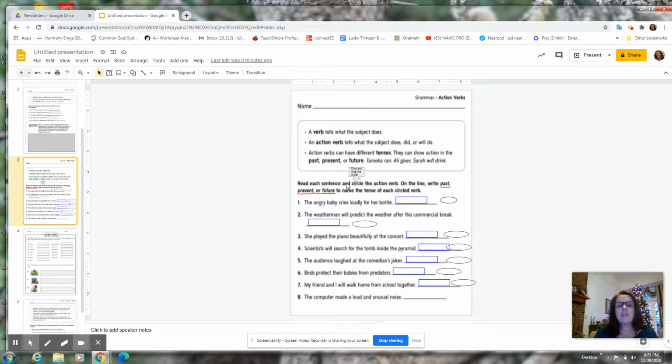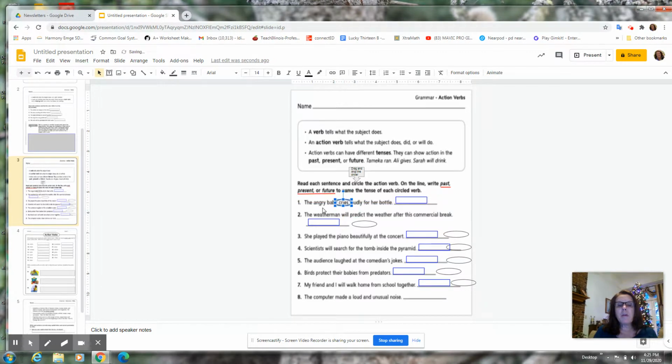It says read each sentence and circle the action verb, and on the line write past, present, or future to name the tense of each circled verb. So let's do number 1 together. The angry baby cries loudly for her bottle. So I would take the circle here and I would put it right over this word here, cries.